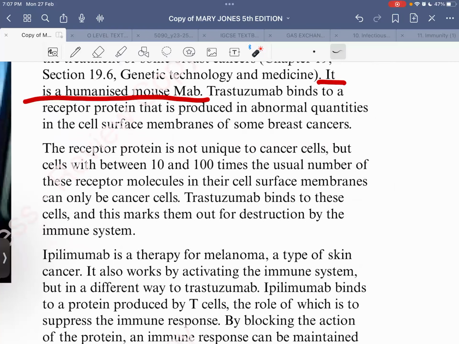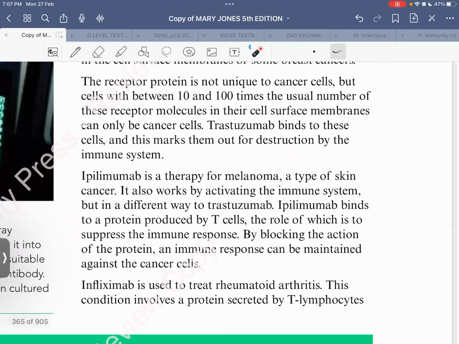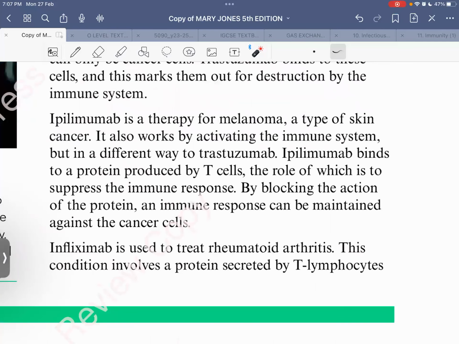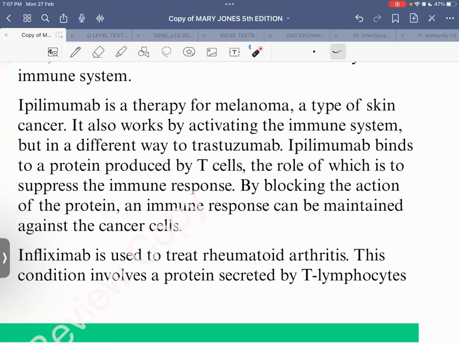Another kind of monoclonal antibody which is used for melanoma. Melanoma is a skin cancer. What does this do? It works by activating the immune system, but in a different way to Herceptin. Ipilimumab binds to a protein produced by T cells, the role of which is to suppress the immune response. By blocking the activation of the protein, an immune response can be maintained against the cancer cells.